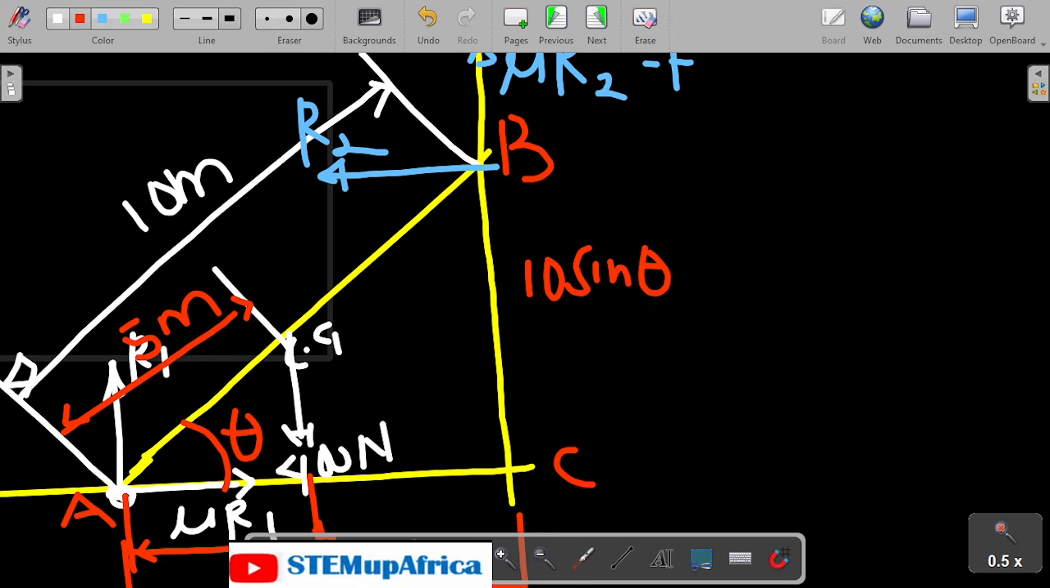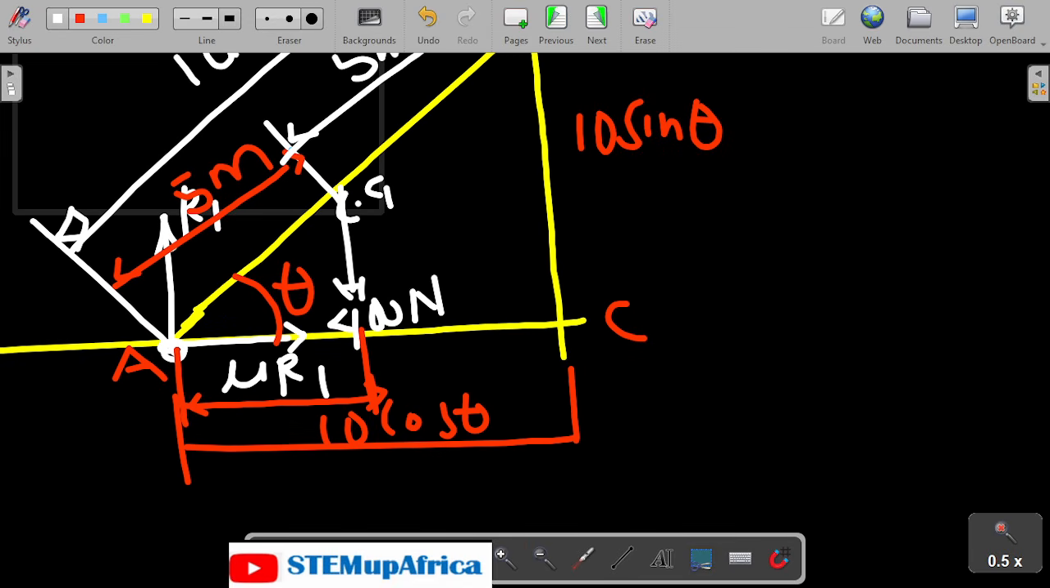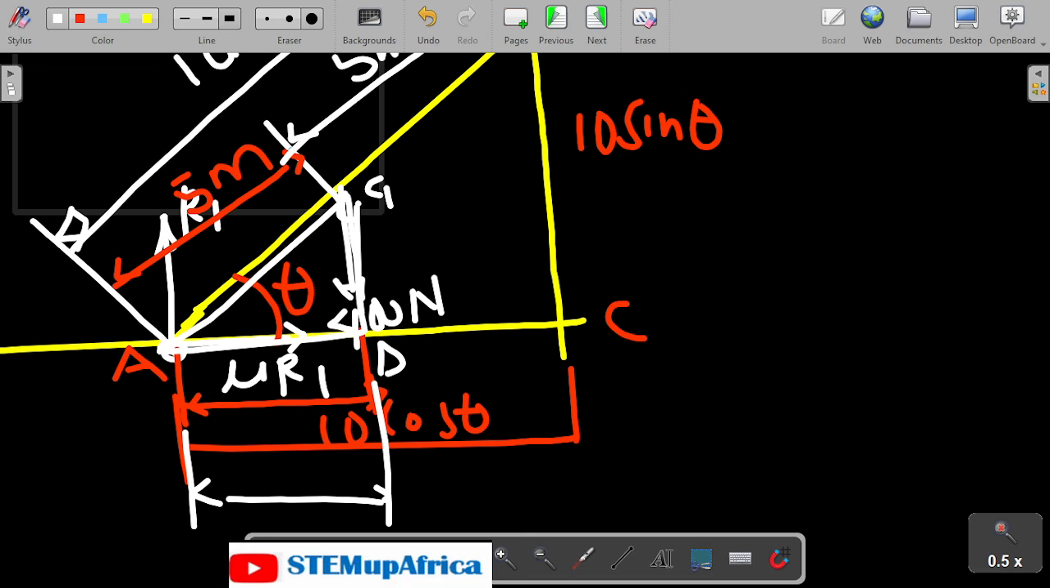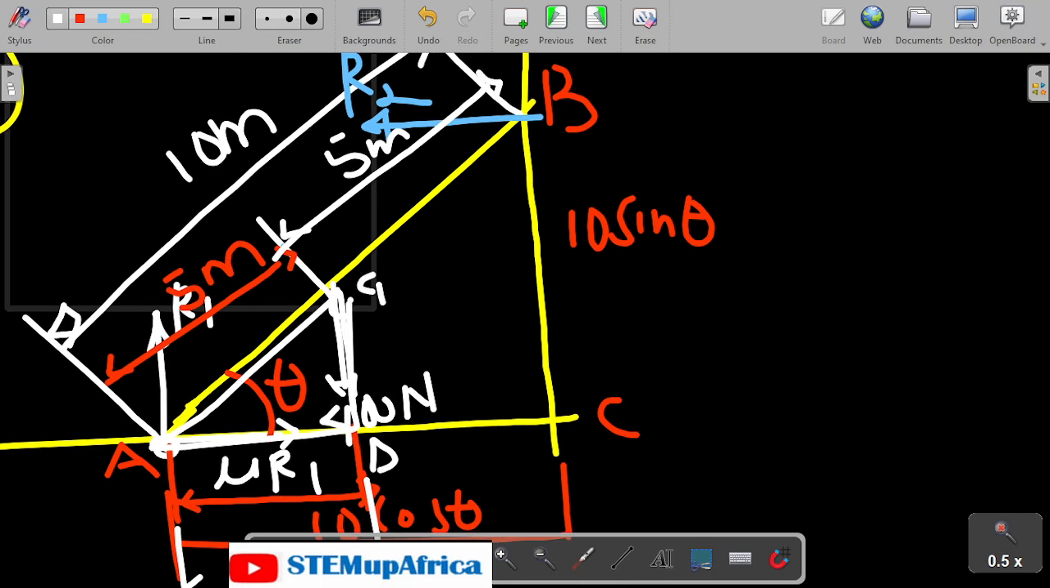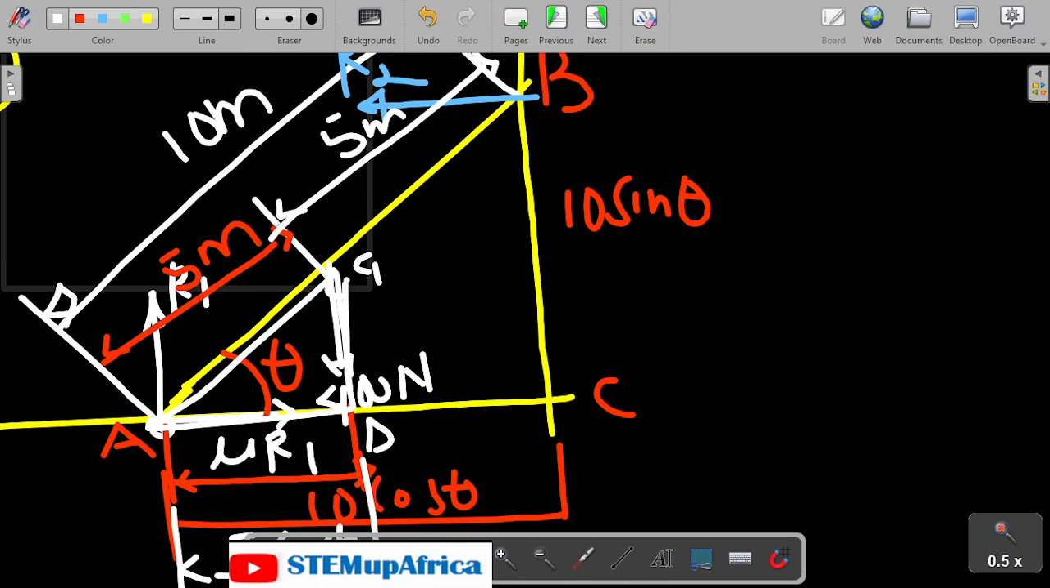Y from here is also 5 meters. So you can see from this point we have a little triangle here. If I estimate the distance from A to D, let me call here point D, my A to D will give me 5 cos theta. This is what we have. So from here now I can resolve these forces and get the answer for R1.